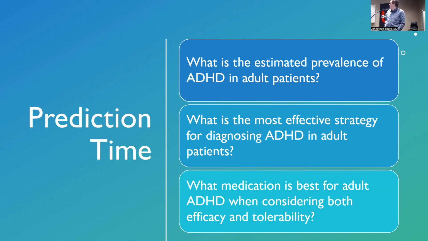First, what's the estimated prevalence of ADHD in adult patients? And then what's the most effective strategy for diagnosing ADHD in adult patients? And what medication is best for adult ADHD when considering both efficacy and tolerability? So I'd like you all just to take a moment here, think about these questions, think about how you would answer them, and we'll talk about this as we go along.